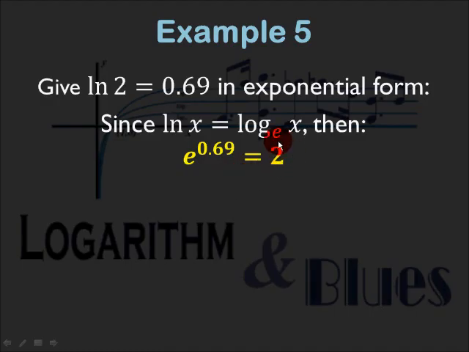So remember, e is the base of the natural log function. e to the 0.69 equals 2. So it's just like any of the log functions. Hopefully you're at a point where you can do this without having to convert to exponential form when you solve problems. But if you still need to do it for a little bit, please feel free to do so.